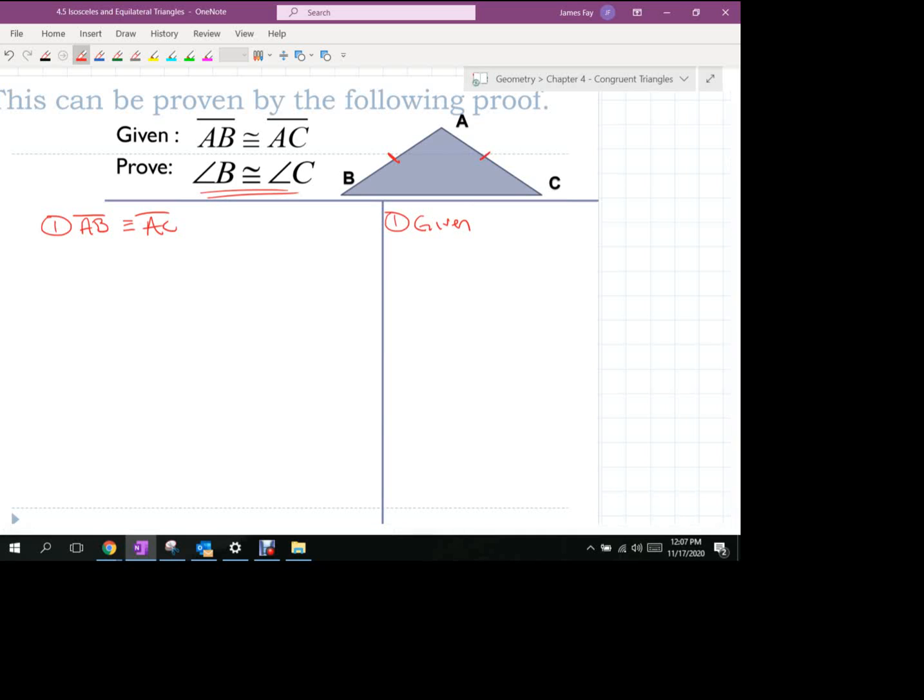Draw out my picture. Now, do you guys remember a couple weeks ago when we tried to prove the triangle angle sum theorem, that said 180 degrees in a triangle? We had to add an auxiliary line.